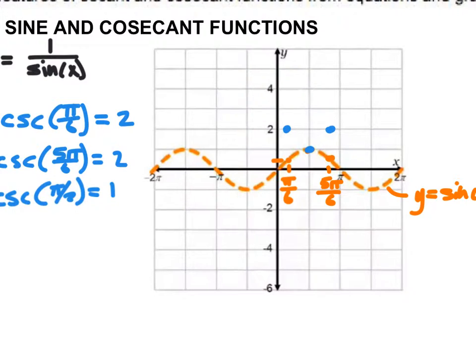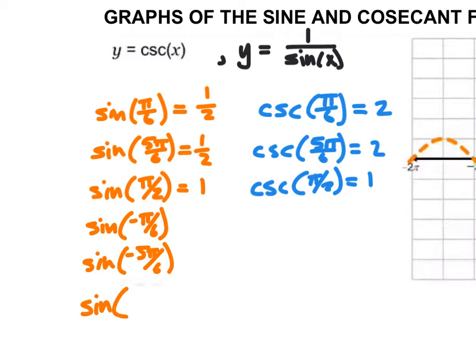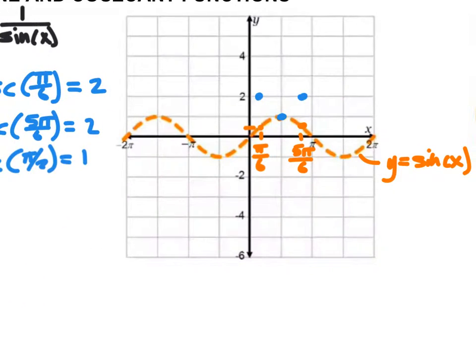Now, the next thing I want to do is look at the other side of this, the values between 0 and negative pi. So let's look at sine of negative pi over 6, sine of negative 5 pi over 6, and sine of negative pi over 2. Sine of negative pi over 6 is just going to be the other value, negative 1/2. Same thing with negative 5 pi over 6, negative 1/2. Those values are found here and here. So this is negative pi over 6, negative 5 pi over 6. We have those values.